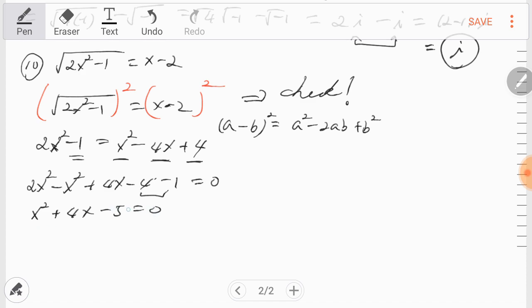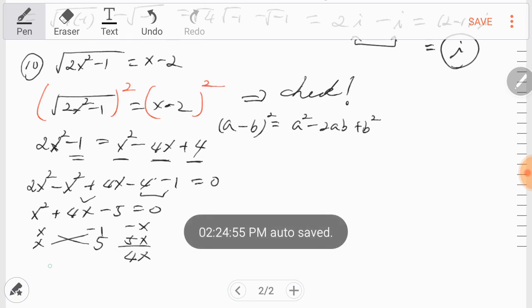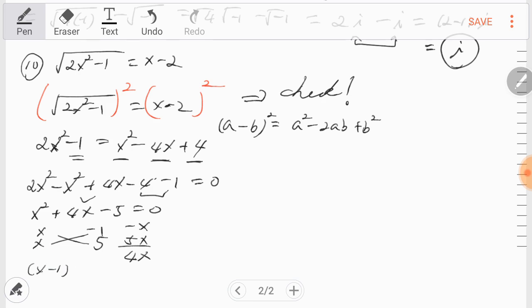Then factor the left-hand side, x times x, 1 times 5. The minus sign goes on 1, so this product is negative x. This is 5x. The sum is 4x as the second term. Then this is equal to, now what? x minus 1, x plus 5 is equal to 0. So from here, x equals 1 or x equals negative 5. We have two values, so we have to check whether these two satisfy the equation.